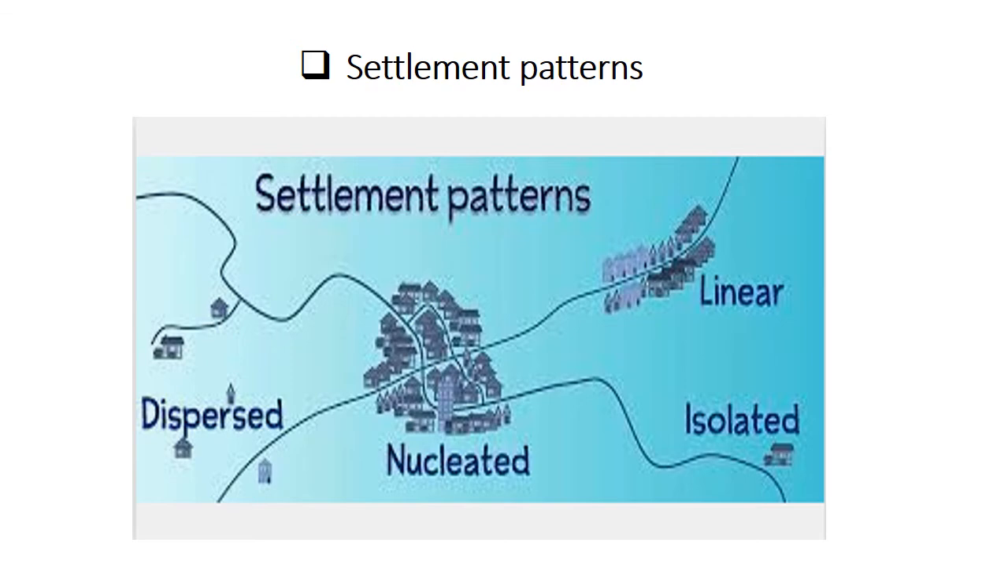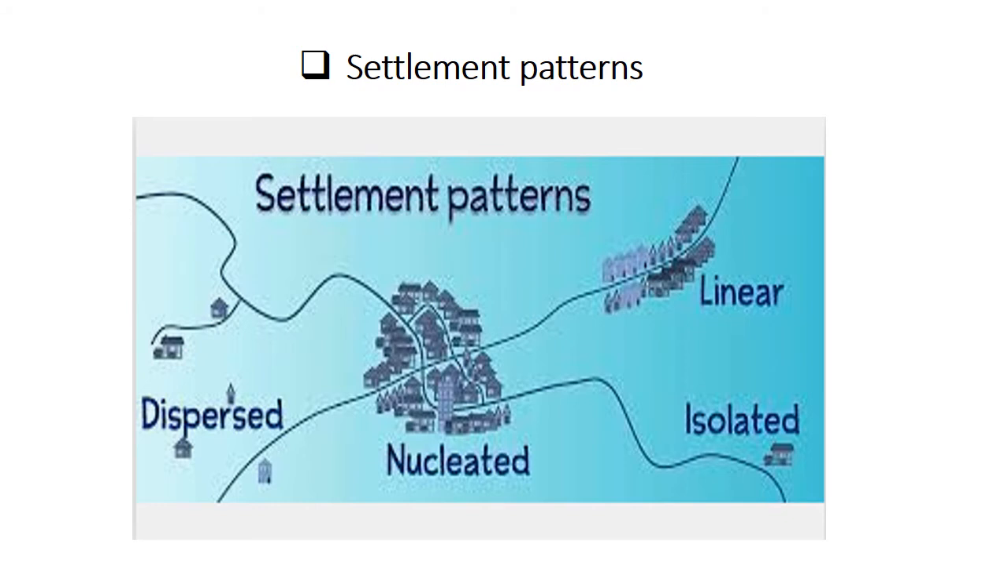Next here you can see the road. Along the roadside the houses are constructed in a straight line on that side as well as this side of the road. On both sides the houses are constructed in a straight line. This type of settlement is called linear settlement.